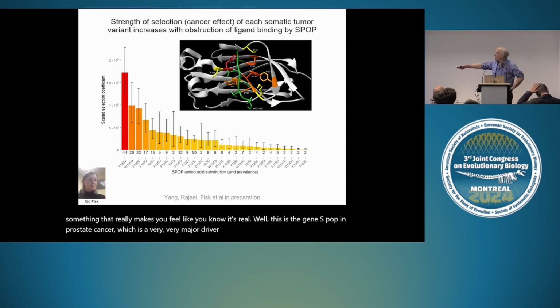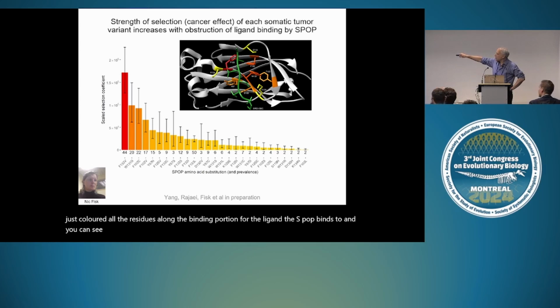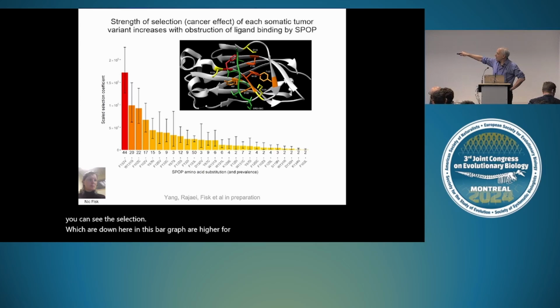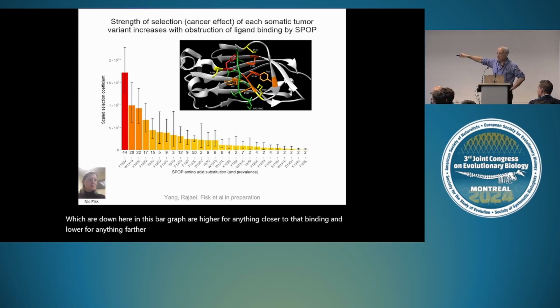prostate cancer. And what I've done is just colored all the residues along the binding portion for the ligand that SPOP binds to. And you can see the selection coefficients, which are down here in this bar graph, are higher for anything closer to that binding and lower for anything farther away. And it aligns perfectly with that. There are big differences among different sites in terms of total selection coefficient. That's a very important observation in its own right.